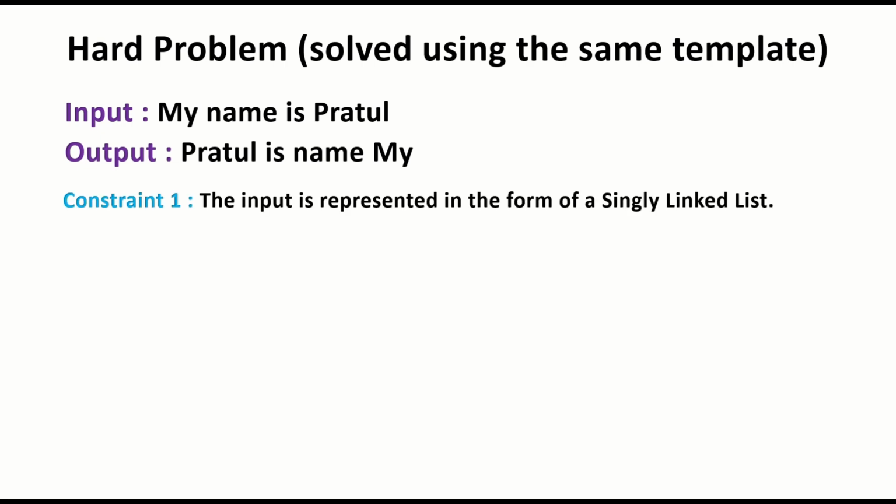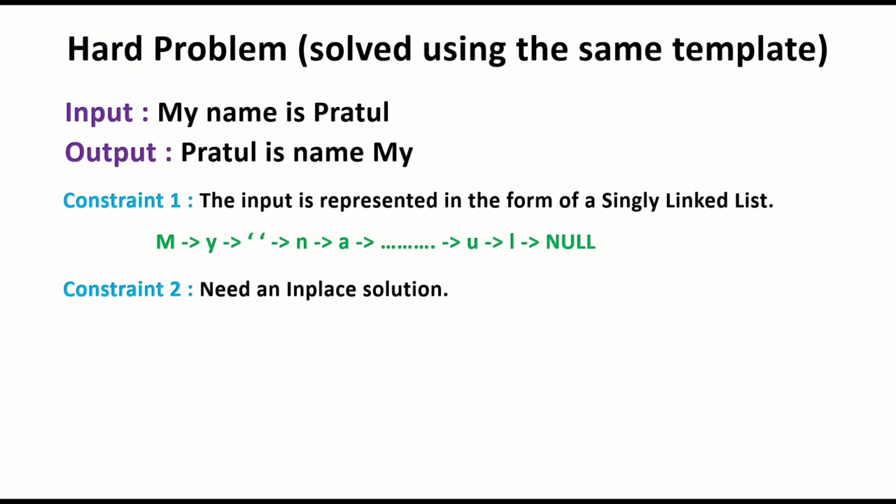The first constraint is this input is represented in the form of a singly linked list. So first of all, this is not a string. And how is it represented? Every character is wrapped in the form of a node. So it means M is pointing to Y is pointing to space is pointing to N, and so on and so forth, until the last node, which is L, and L will be pointing to null.